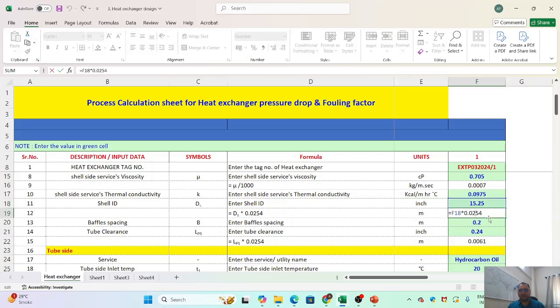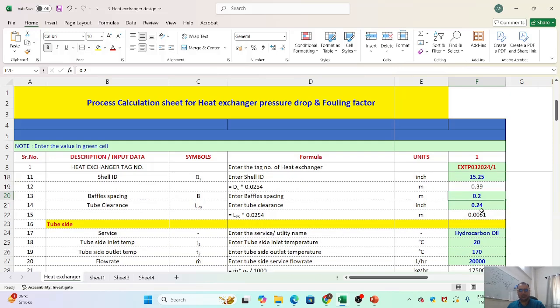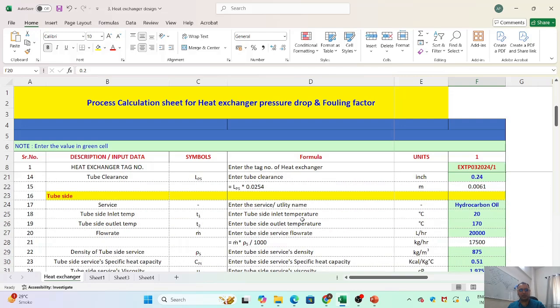So this is a direct formula which will actually calculate it in meter also. So the formula is given. Then baffle spacing. The baffle spacing I have given 0.2. You can change it as per your requirement. Then tube clearance. Tube clearance is 0.24, which is standard. 0.0061 meter. So this is all about shell side. Now next is tube side.